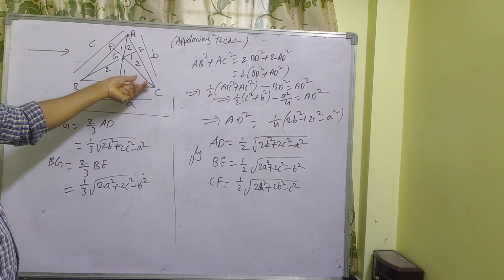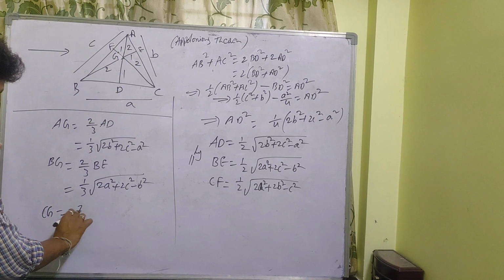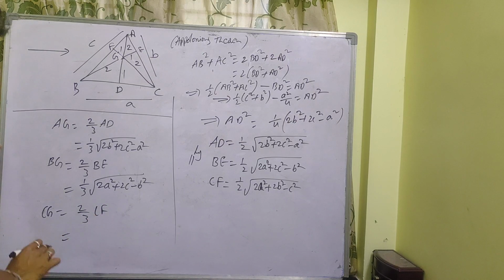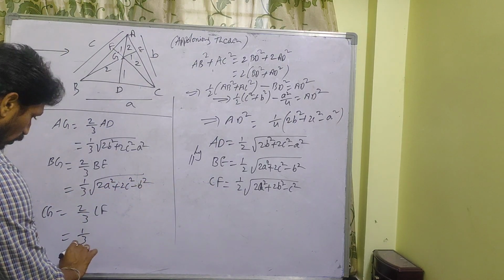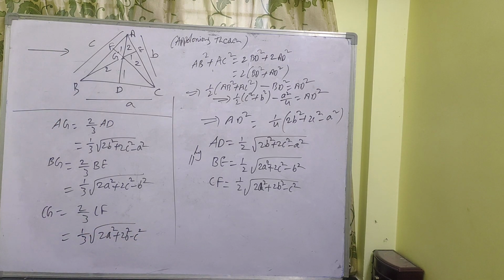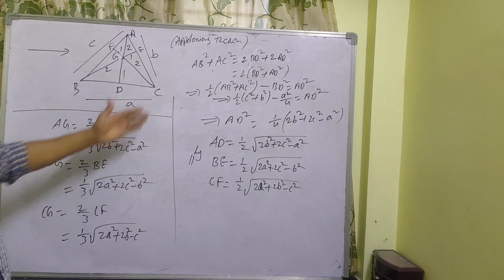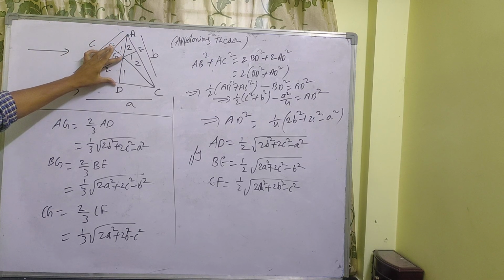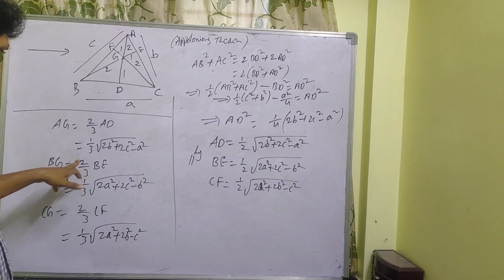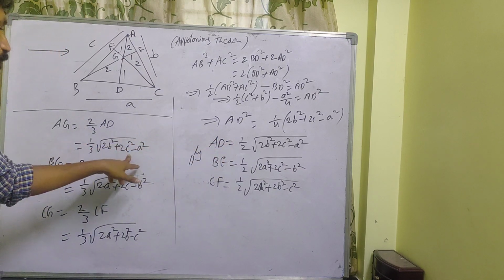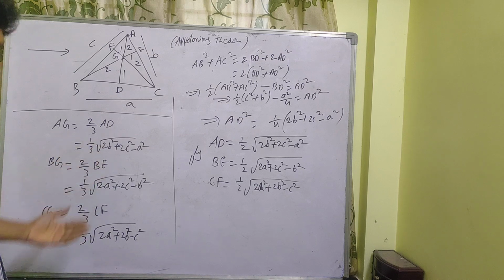Next one, CG if you want to find out. CG is equal to the same, 2/3 of CF. So 2/3 into 1 by 2, that is 1 by 3. So 1/3 of what you have? 2a square plus 2b square minus c square. Clear? If you want to find out the length of medians or AG. If you want to find out GD, GD is nothing but 1/3 of AD. Then what you get? 1 by 3 into 1 by 2, that means 1 by 6 into this one you get. Okay, this is one of the ways.